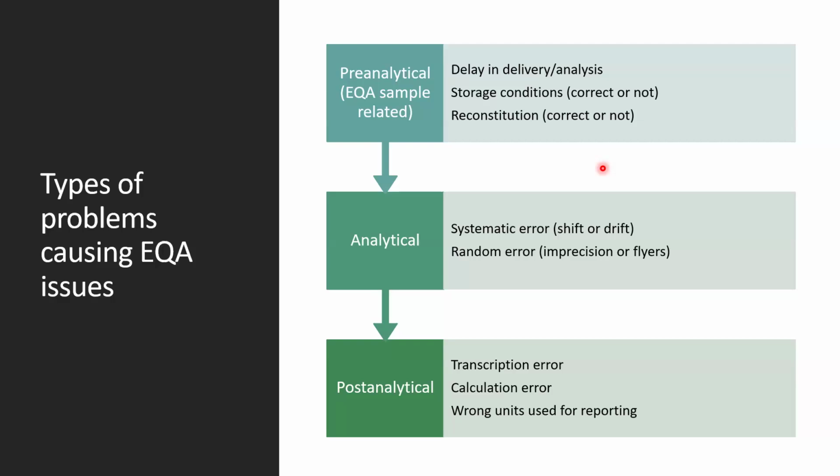Most commonly, we actually see analytical errors, and I'll talk about them in a little bit more detail. But depending on the direction and frequency of these errors, they can be either systematic or they can be random. And then finally, we have post-analytical errors, which are usually due to some kind of transcription error, or some kind of calculation error, or, for example, when the wrong units are used for reporting. And they are usually the easy ones to spot because the biases get quite large.